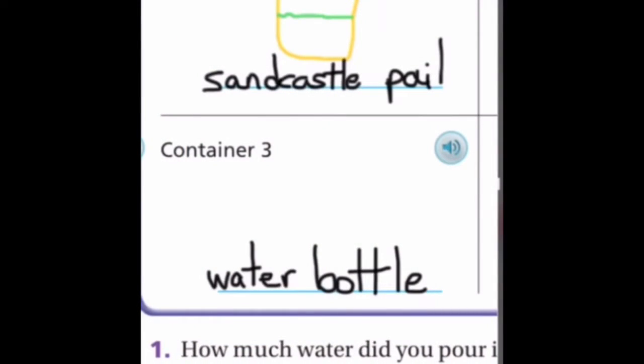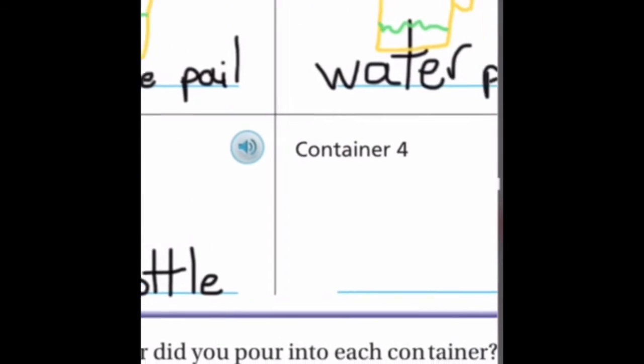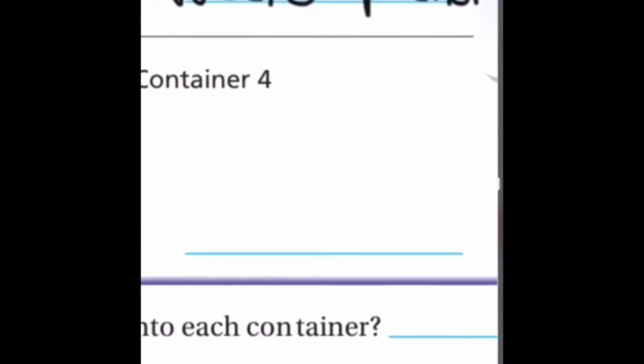Okay, we used our green water bottle, right? Looks something like that, our Gatorade water bottle. And yeah, it pretty much filled it right up to the top, right? All right, now let's check out video number 4. And for that one, we are using a cubby.